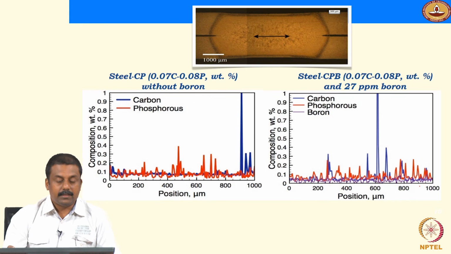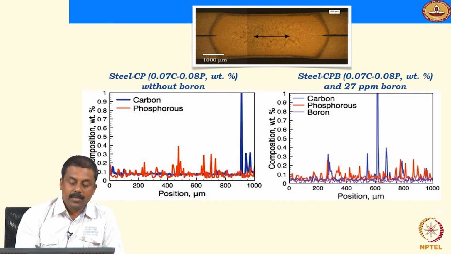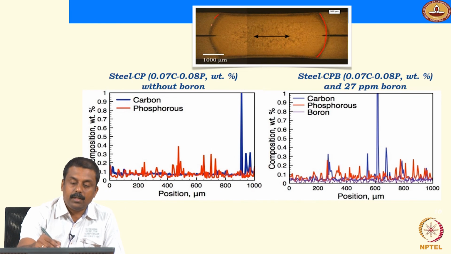So you see there are some scans to confirm what I showed you. If you have only carbon and phosphorus without any boron, you see the segregation. This is a measurement carried out on a real weld, in a spot weld. What you see over here is the weld nugget.